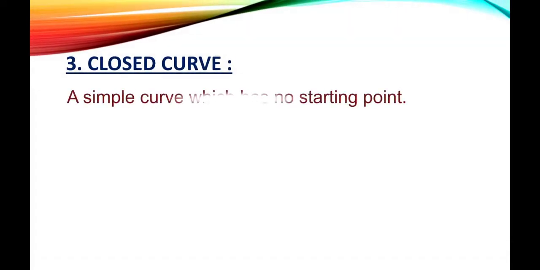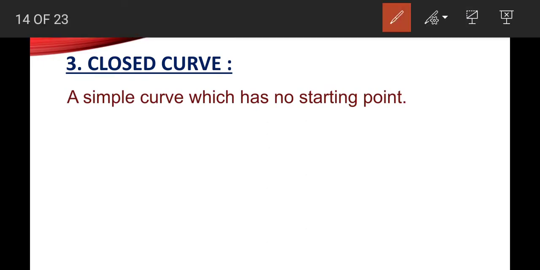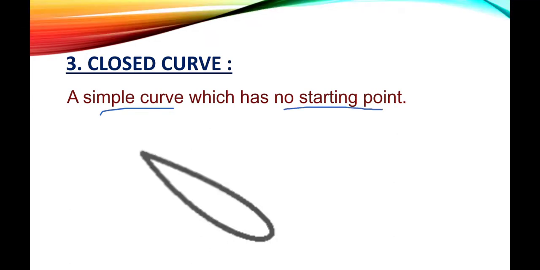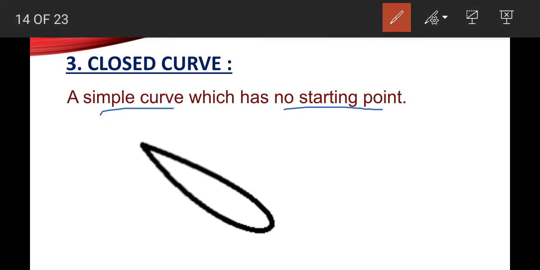Third one is your closed curve. A simple curve which has no starting point. As you have already discussed, what is a simple curve? It is a simple curve which has no starting point. That type of curve is known as a closed curve. Look at this one. It is an example of a closed curve.